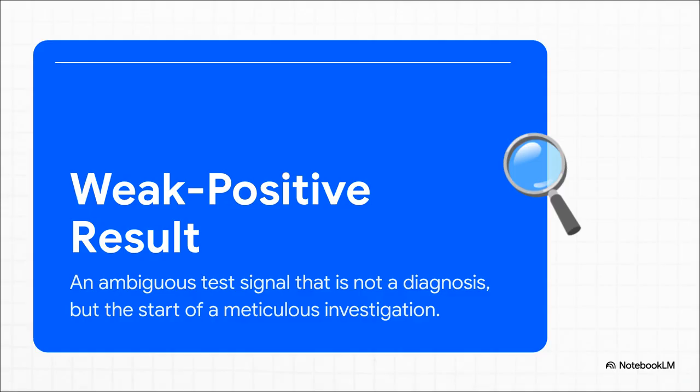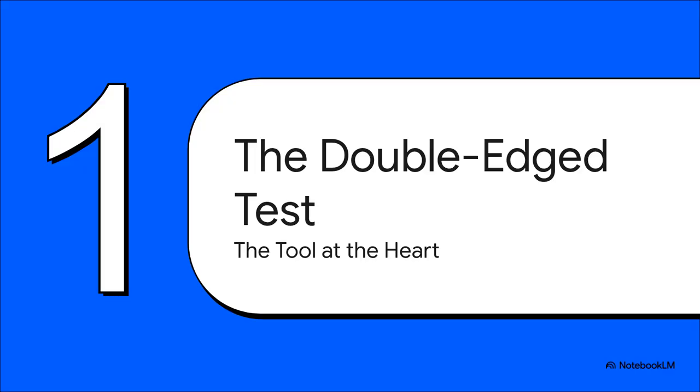So there's a name for this kind of thing. It's called a weak positive result. And let me be really clear here. This is not a diagnosis at all. It's more like the first clue that a detective finds. It's a little flag that pops up telling the lab pros, hey, you got to look closer at this one. Something's up. And to figure out this mystery, you first have to understand the tool they're using.